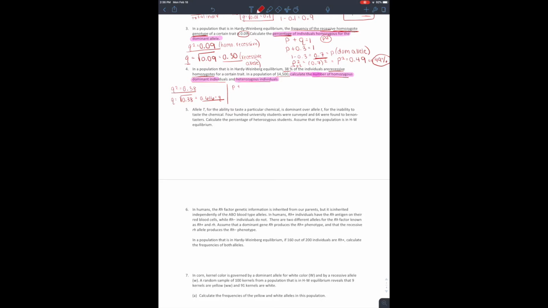So P plus Q equal to 1. You've got Q. P plus 0.616 is equal to 1. When you do the math, you should get that P is equal to 0.384. P squared is 0.384 squared. So P squared is going to be equal to 0.147. Okay, so I've got P, I've got Q, I've got Q squared, I've got P squared, I've got all the information I need to solve this problem now.